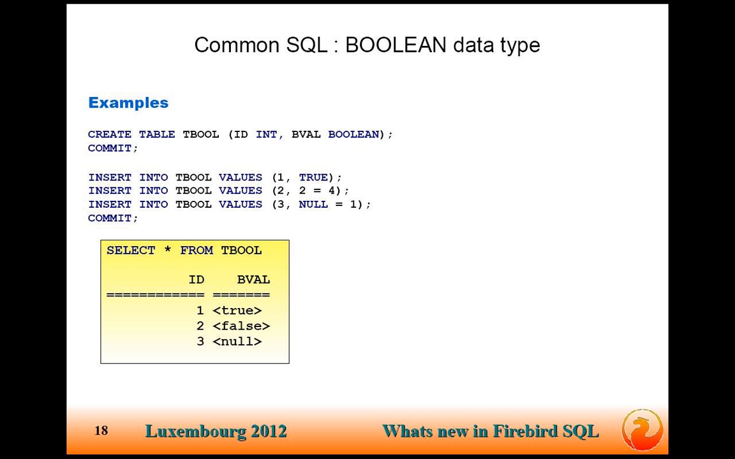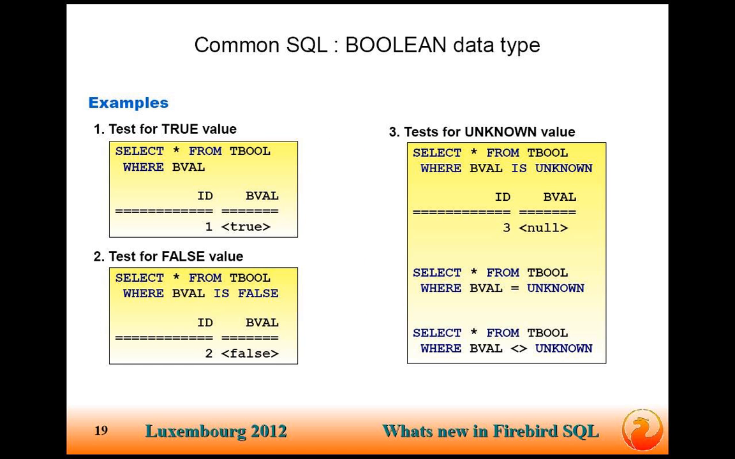You see the syntax is very simple. We can create the table using the new word boolean to define the data type. You can insert values with literals or with boolean expressions, as you see, and you see what will be the result of these expressions and how our tool ISQL displays these values, true, false, and null.